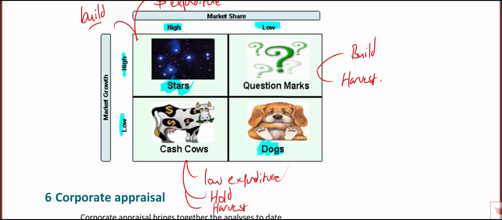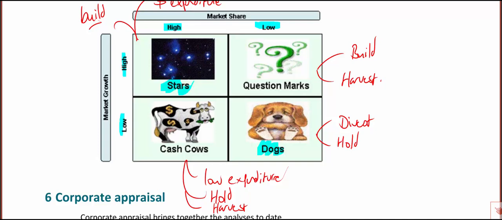Now with dogs, we've got a low market share and a low market growth. Now these could be cash cows or previous cash cows that we've suddenly just lost a bit of market share. Now normally we don't want to spend too much money here because if I'm going to spend lots of money, I'm not really getting many resources back. So normally what we try to do here is to either divest, which is to take out resources to use somewhere else, or if it's returning a positive cash flow, I might decide just to hold.